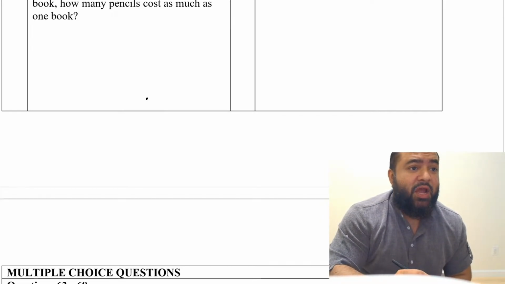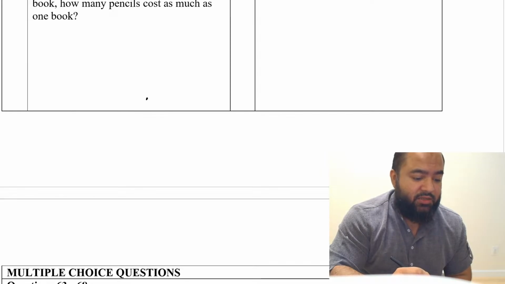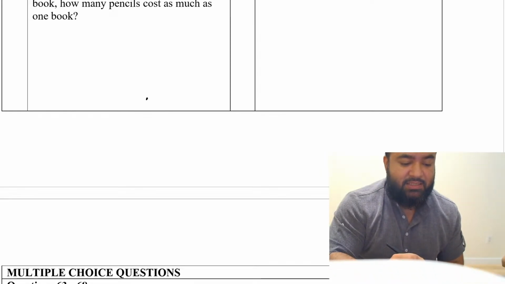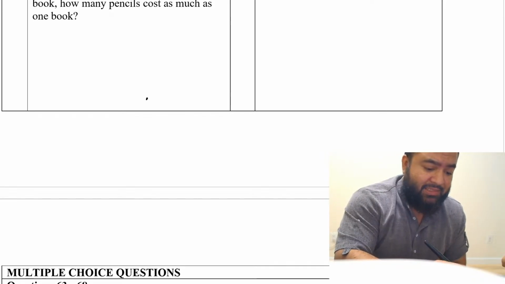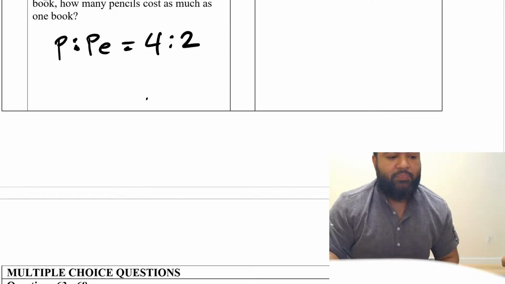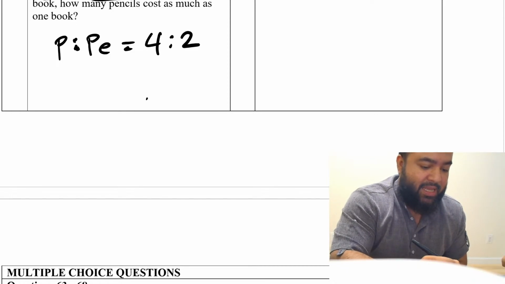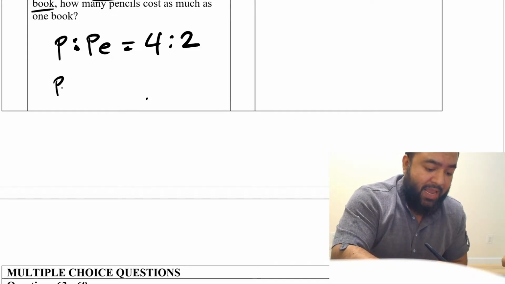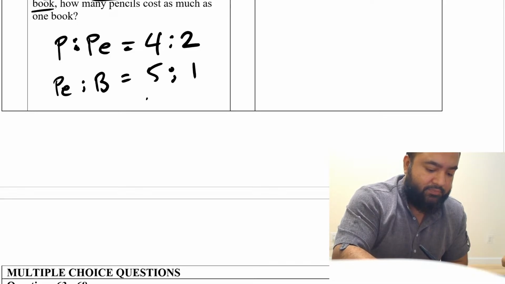Hi to you too. All right, number 60. Jacob wants to sell some pencils, pens, and books in store. If 4 pencils cost as much as 2 pens. So if you see the pencil to pen, for pen I'm going to put the ratio, the 2 dots means ratio, is 4 to 2. Now it says 5 pens cost as much as 1 book. Now pen to book, the ratio is 5 to 1.